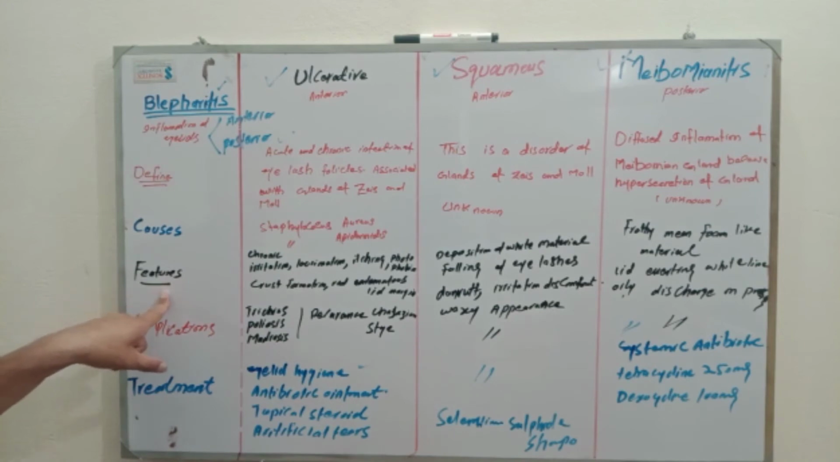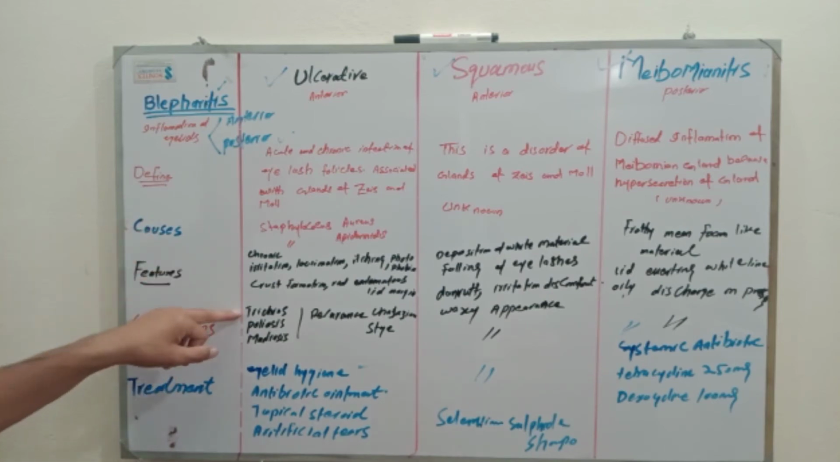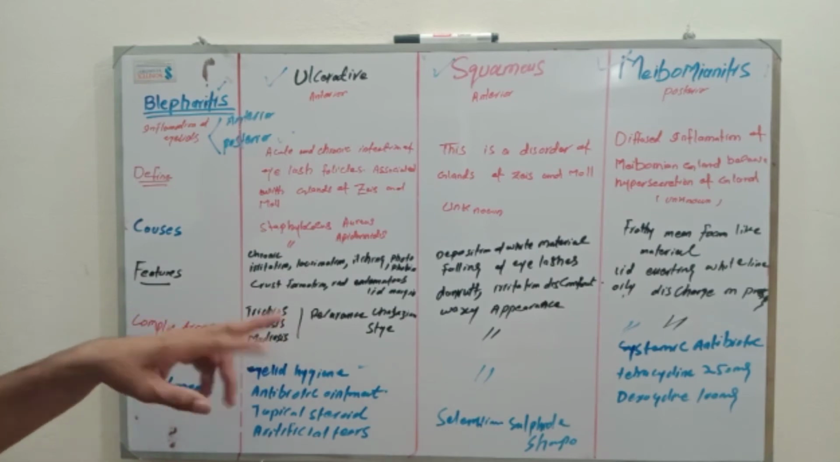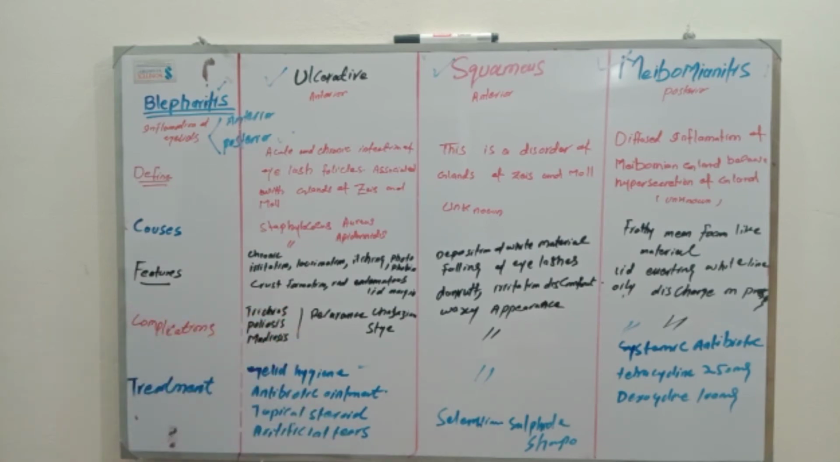Features of blepharitis? Frothy, it means foam-like material on the eyelashes, and everting of the eyelid shows the white line of Meibomian glands, with eyelid secretion on pressing the eyelids. What are the complications? The same: trichiasis, poliosis, madarosis. These are the complications of Meibomian blepharitis.